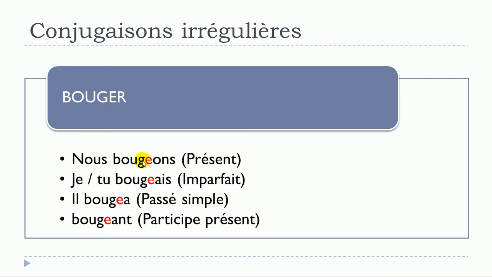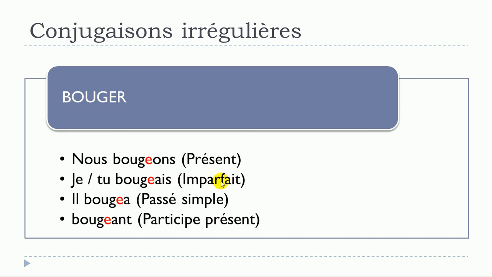So the only possibility that we've got to make this phonetical connection between this form and the infinitive is by adding this E here. And so when you put this E here, you will get the sound bougeon, and in that case, you know what verb we are talking about. Nous bougeons, all right? So it's only this nous form that will be affected at the present tense.